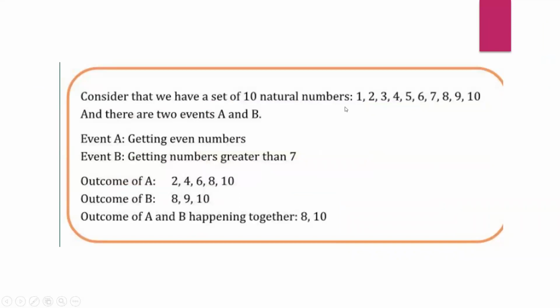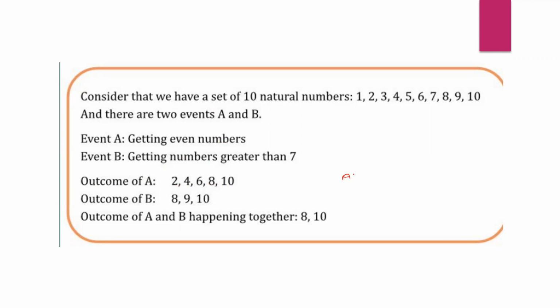So we have again the same 10 natural numbers. We want to find out two events where event A is getting even numbers. What are the even numbers? 2, 4, 6, 8, 10. Event B is getting numbers greater than 7. What are we going to find out? P of A union B. Correct? P of A union B.